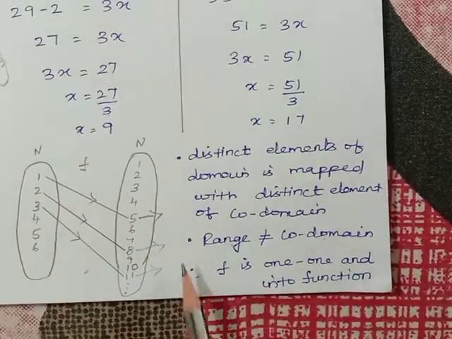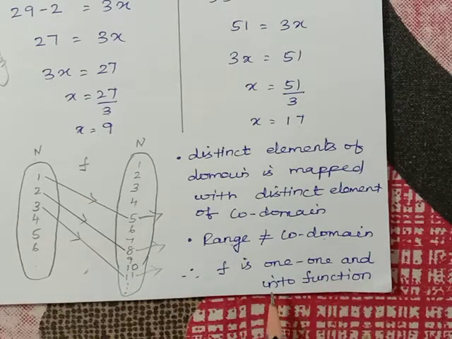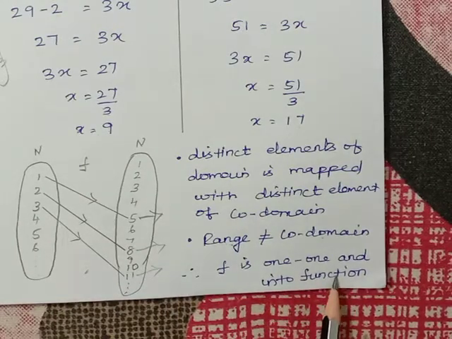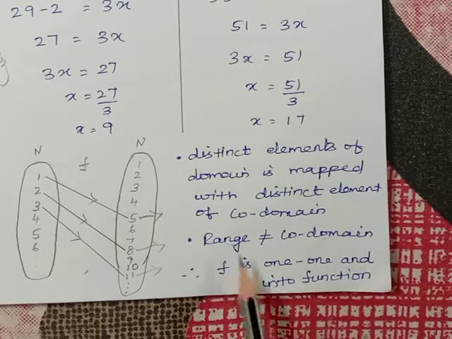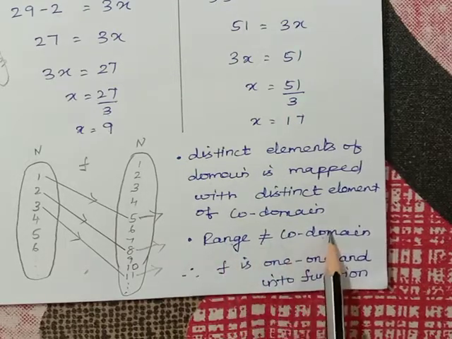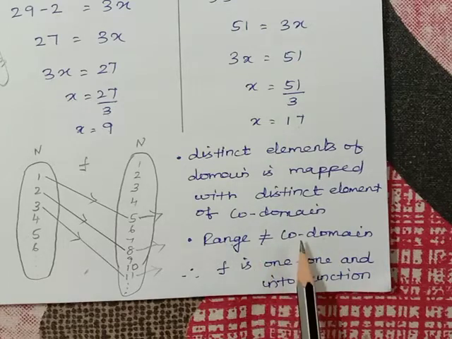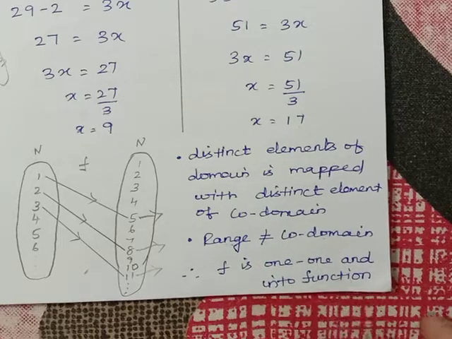Therefore, f is not onto, but we can tell it is an into function. Therefore, f is 1-to-1 and into function. Range is not equal to codomain means it is not onto. If it is not onto, it will be an into function.